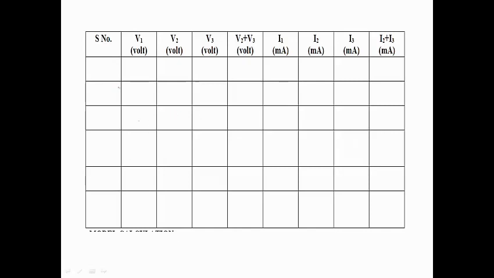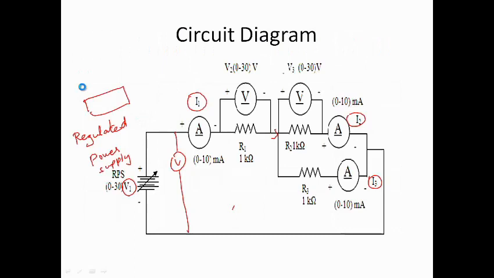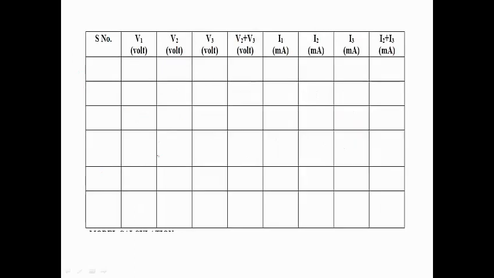Say for example, as I told you, you can vary the voltages, right? So you can set voltages as 5, 10, 15, 20, 25 and 30, and you can measure the corresponding voltages and the corresponding currents, and you can tabulate them. So this is what you are going to basically do.